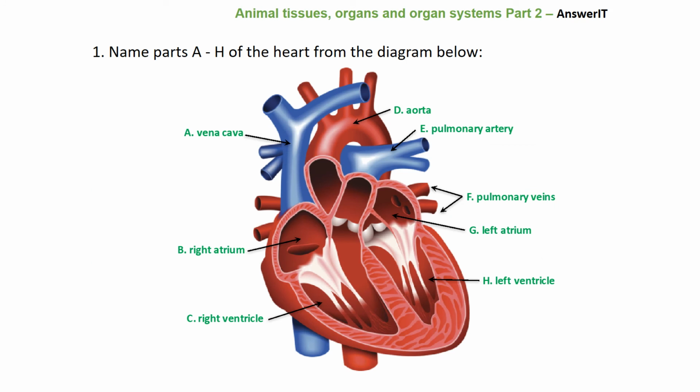Right, so we started with a question about the structure of the heart. A, the blood vessel, is the vena cava. So that brings blood from the body to the heart. B is the right atrium. C is the right ventricle. D is the aorta. E is the pulmonary artery. F is the pulmonary veins. G is the left atrium. And H is the left ventricle.